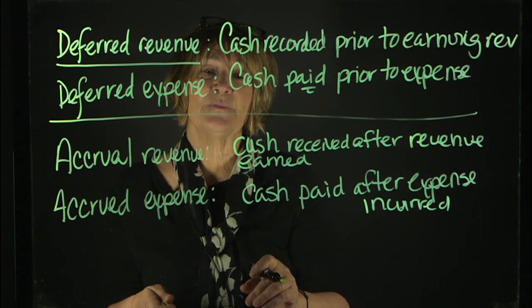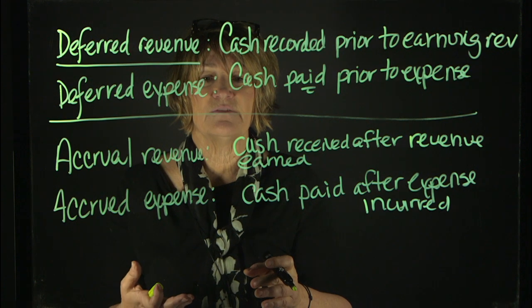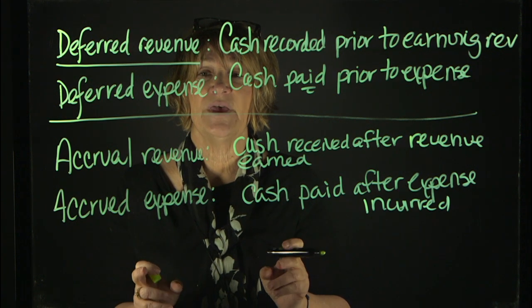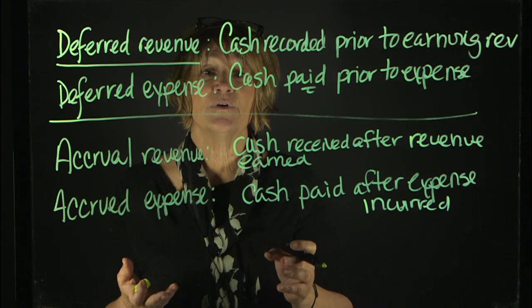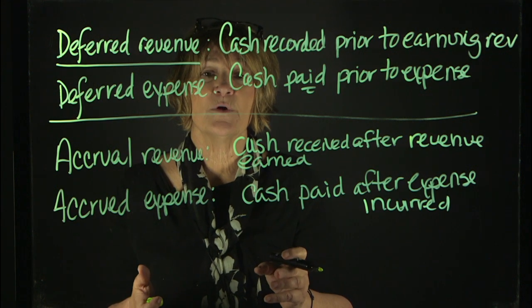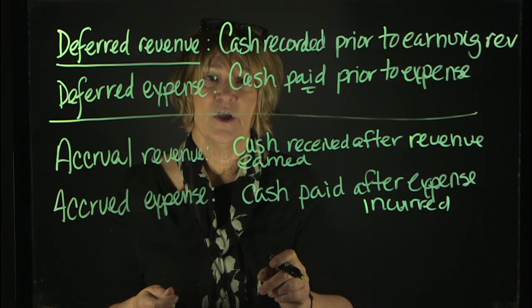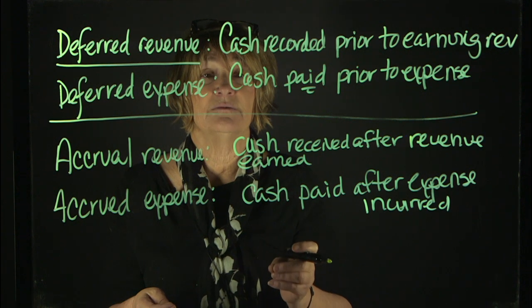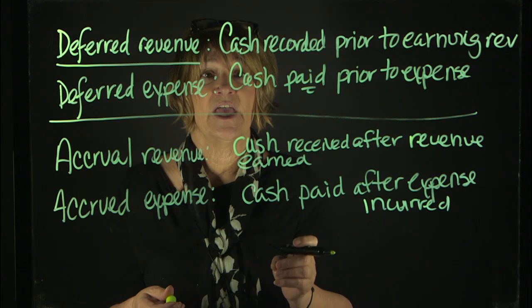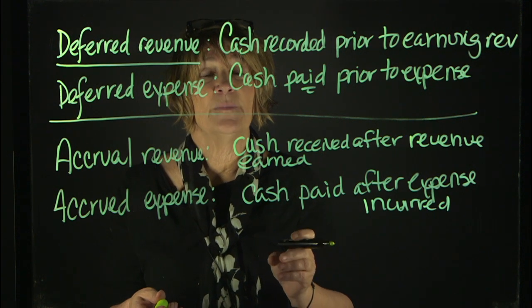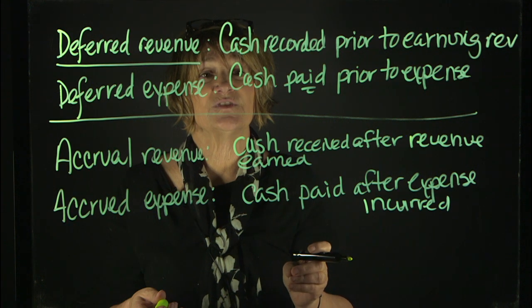On a deferred expense, sometimes it's necessary for us to prepay the expense. For instance, a 24-month insurance policy. What we would do there is we would debit prepaid insurance and credit cash. But we don't want to record the expense until we use up the insurance.